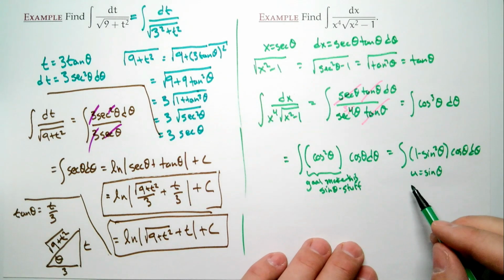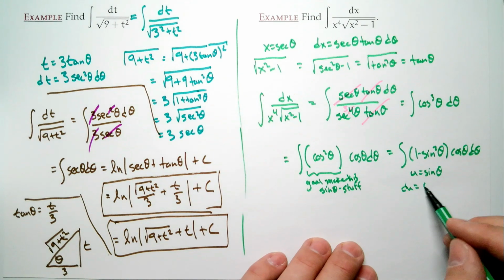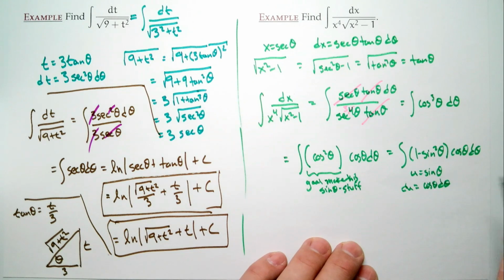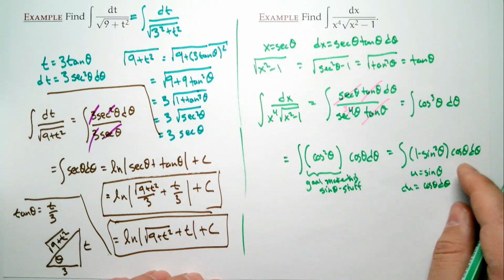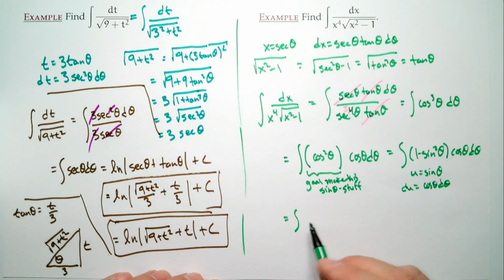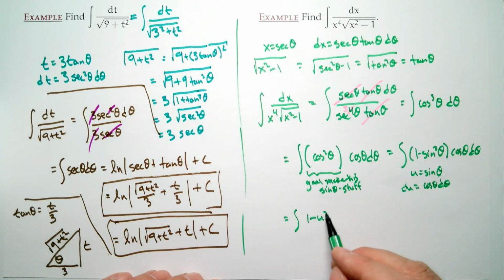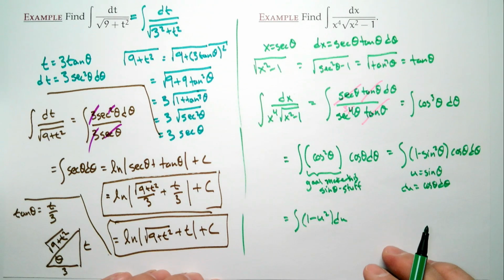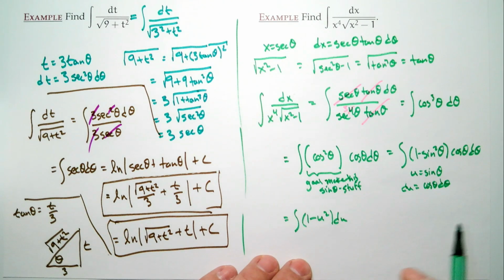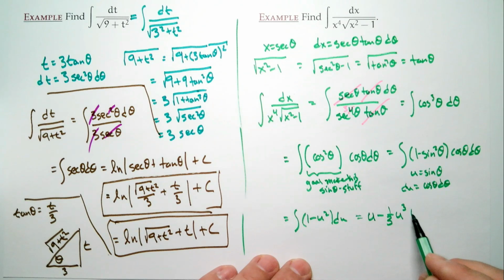What does du become? Cosine theta d theta. So, what do we get? We get the integral of 1 minus u squared du. Okay, that's an integral we can handle. So what is the integral of 1 minus u squared du? u minus 1/3 u cubed plus c.